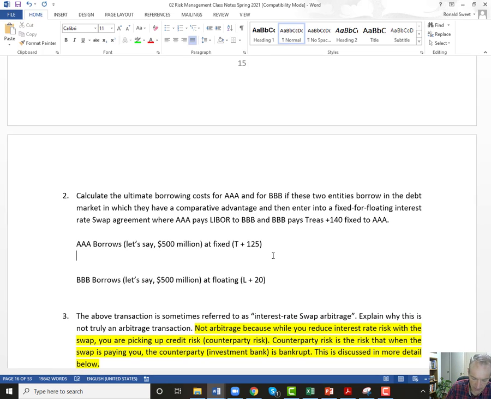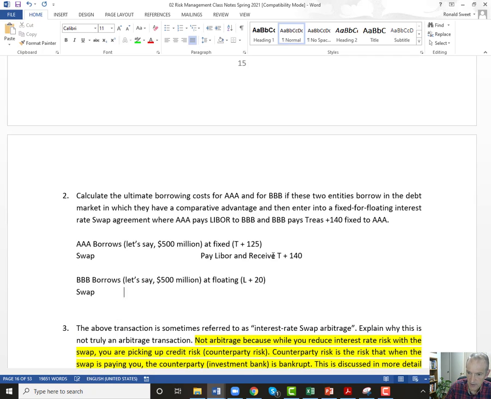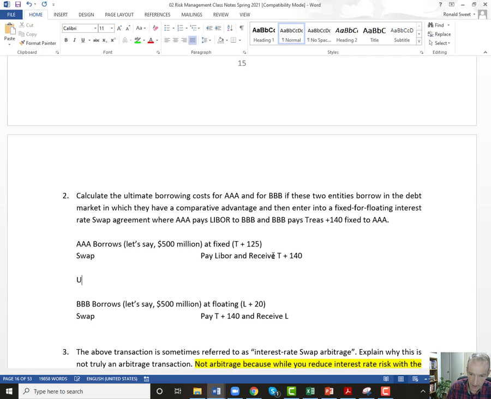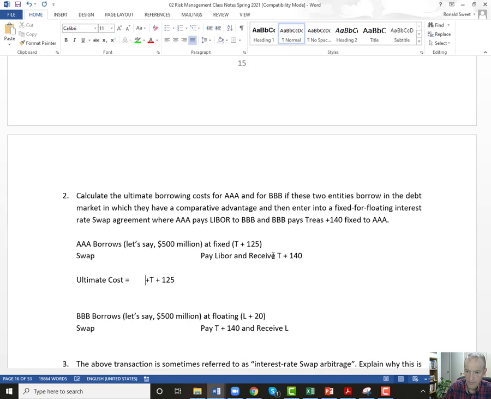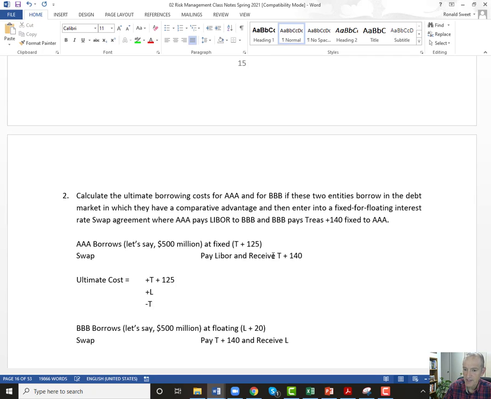And then we have the swap. In the swap, AAA is going to pay LIBOR and receive T plus 140. BBB, in the swap, is going to pay T plus 140 and receive L. So let's do this. What is their ultimate cost? So look at how I do this. If they're paying something either to the debt markets or to BBB, we'll do that as a plus sign. So they're going to pay T, they're going to pay 125. They are going to pay LIBOR, and they are going to receive T. This is really important. They're receiving T and they're receiving 140. All right, make sure you do both of those.